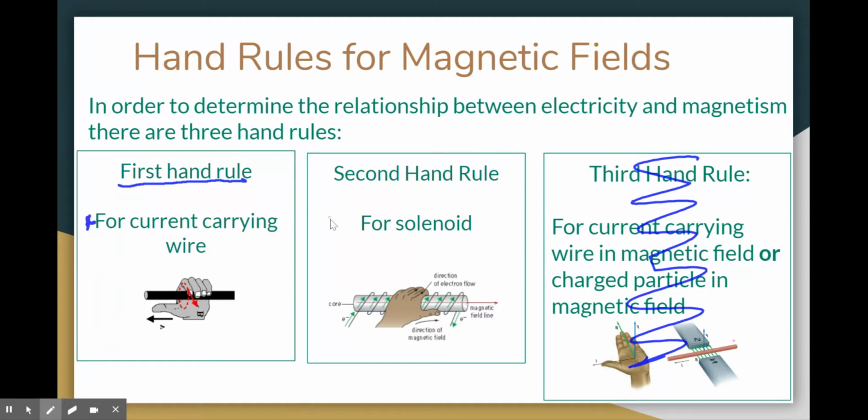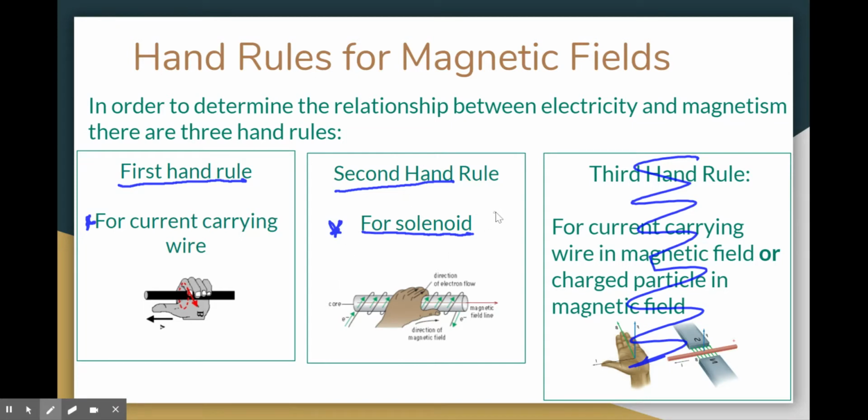Second hand rule. When do we use it? For coils of wire, for solenoids, for electromagnets. And how do we apply it? Well, our thumb indicates the direction of the magnetic field, and our fingers wrap in the direction of the electron flow. Takes a little bit of practice, like a lot of things. Some people pick it up really quick, some people take a little more time. So I'll provide you with a bit of practice as we move forward.